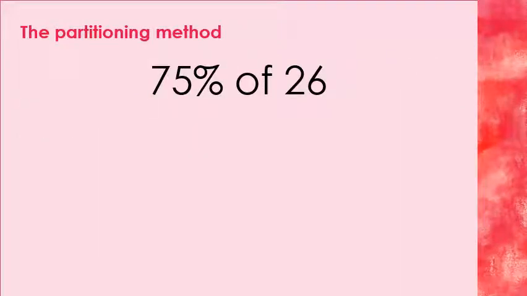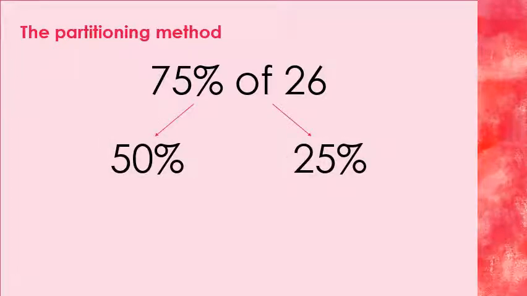Okay, so today we're going to look at the partitioning method. This is the method of trying to find different percentages than the ones we looked at yesterday using the rules that we already know. So if we want to try and find 75% of 26, well, I know that 75% can be made up of 50% and 25%. And those are two percentages that I can find really easily. So instead of trying to find 75%, I could find 50% and I could find 25% and then add them together.